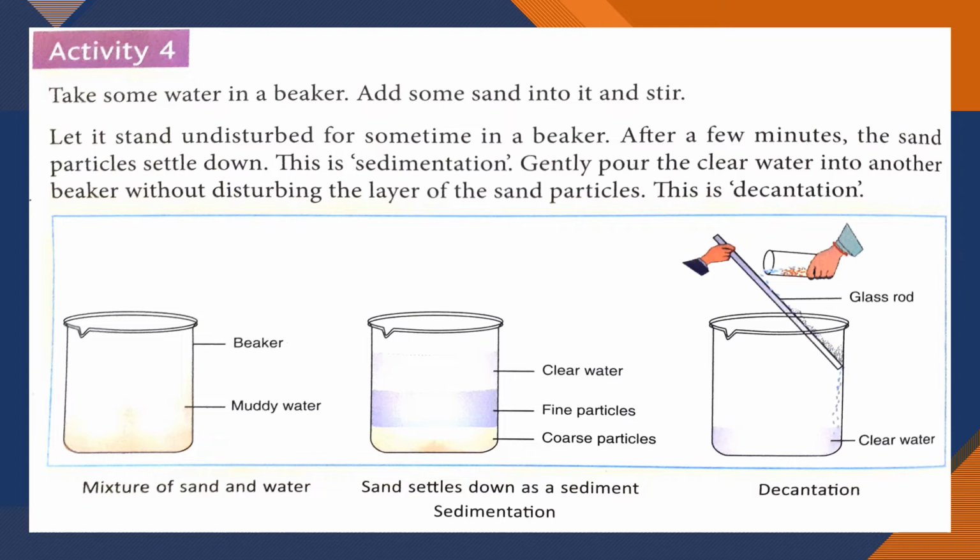Students, sedimentation and decantation methods are used for removing insoluble impurities from river and canal water. They are used in water treatment plants that supply drinking water to our homes, schools, and offices. In homes, when pulses and rice are washed before cooking, the water used for washing them is separated by sedimentation and decantation methods.